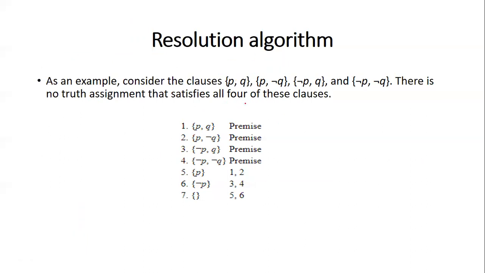Fine. So these are the premises: P Q, P not Q, not P Q, not P not Q. When you apply the resolution rule between 1 and 2, Q and not Q get cancelled. So it will be P and P, which can be written as just P. Similarly, when you apply the resolution between 3 and 4, not Q and Q will get cancelled. So you'll get not P. Now, when you apply the resolution between 5 and 6, it is P and not P, which will result in a null set.